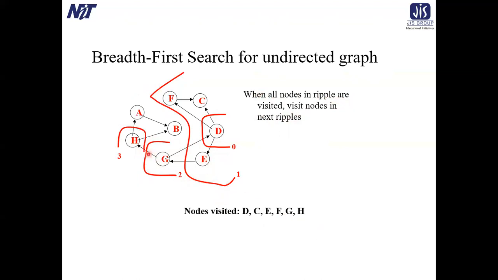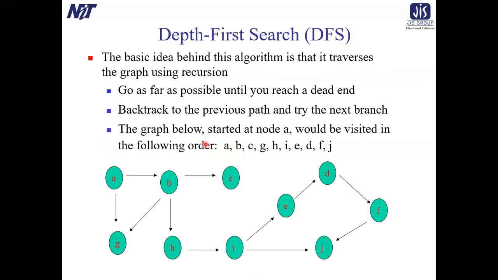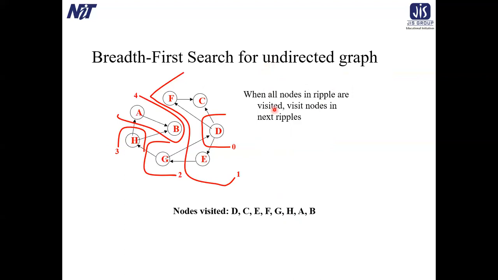Next, you have to go to the third one, from G to H. Next, from H we can visit A and B. So we have to visit A and B. In this way, one by one we go to the next ripple, and we visit all the nodes of that ripple.